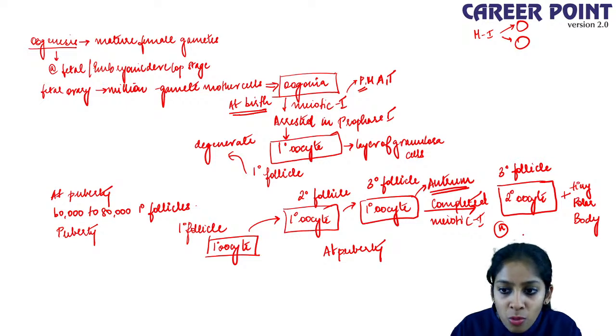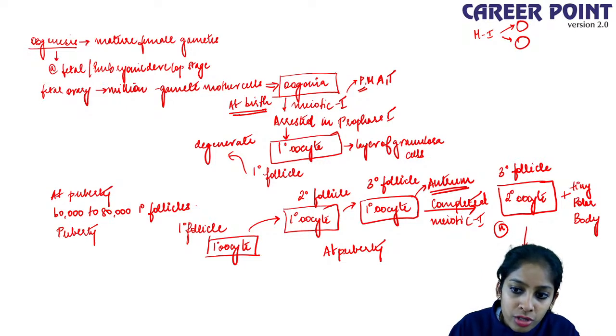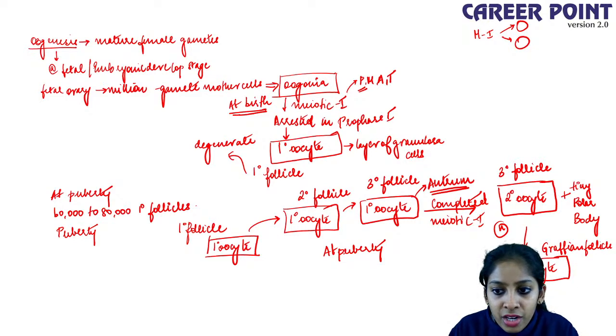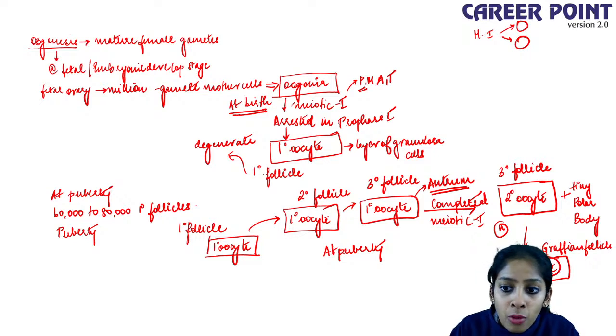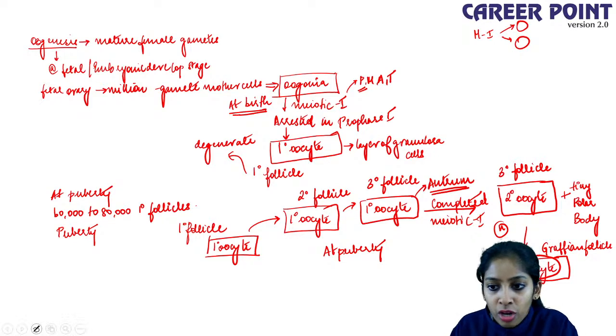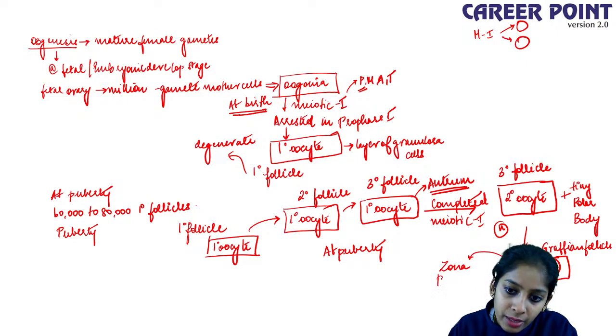Alright. So now what happens? This tertiary follicle develops into what is called the Graafian follicle. As the Graafian follicle starts to develop, the secondary oocyte forms a layer around itself. So between the secondary oocyte and the Graafian follicle, you have another layer that is called the zona pellucida.